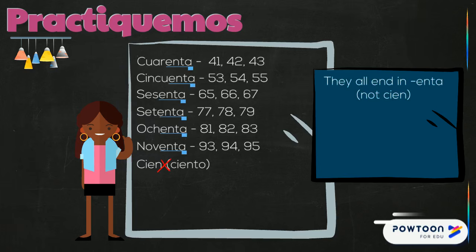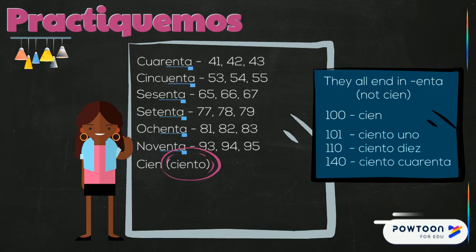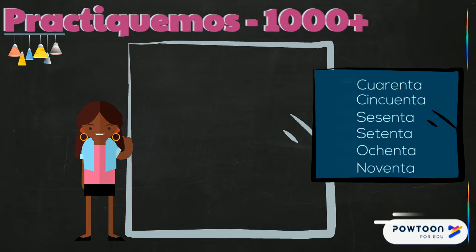Basically, that's just the ty ending for English numbers like 40, 50, 60, and so on. You see I have ciento written down. That's because any number over 100 will be ciento, like 101. Well, you've got this. Let's keep going to 1,000.